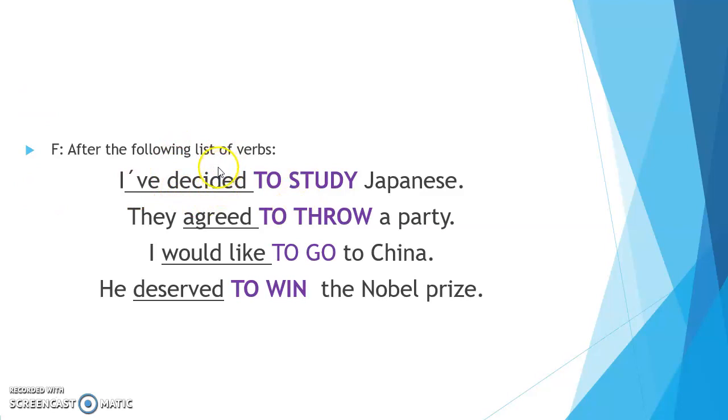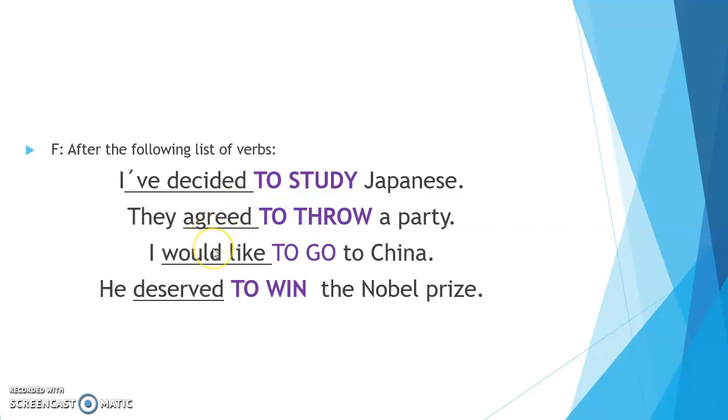You have the verb on the list, and the following verb is going to be a to infinitive. Then the second example, it says, they agreed to throw a party. Okay, agreed again, guys, is going to be in the list of the to infinitive. What is the rule? That if you are going to write another verb, you need to write it in the infinitive form, in the to infinitive form.